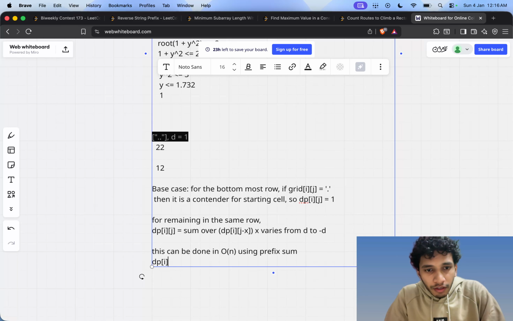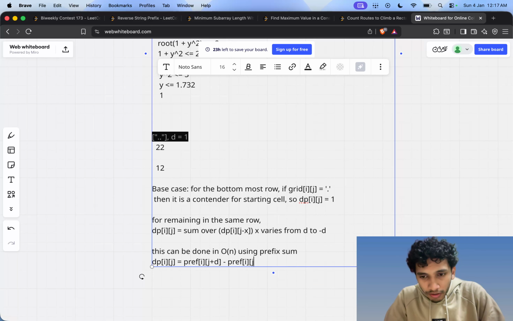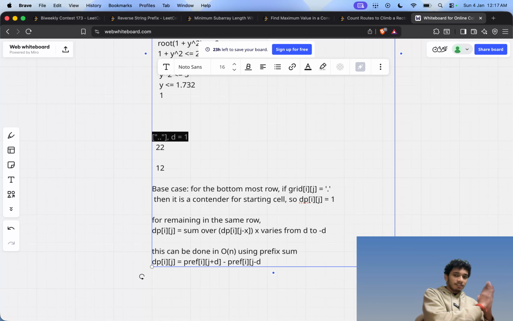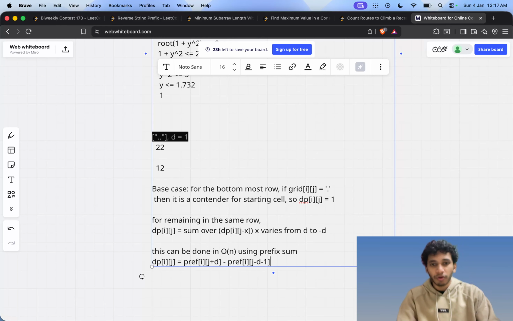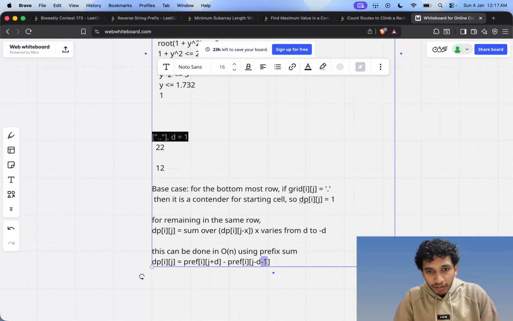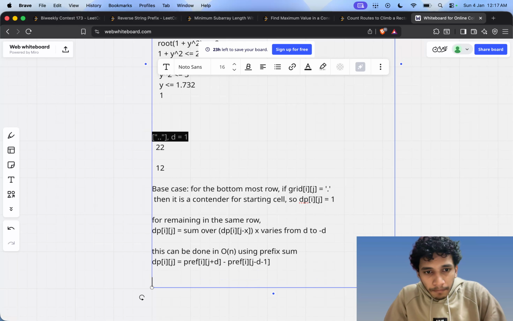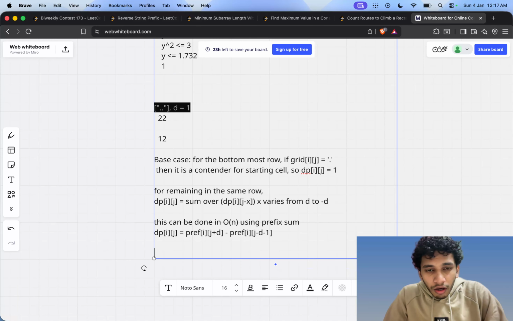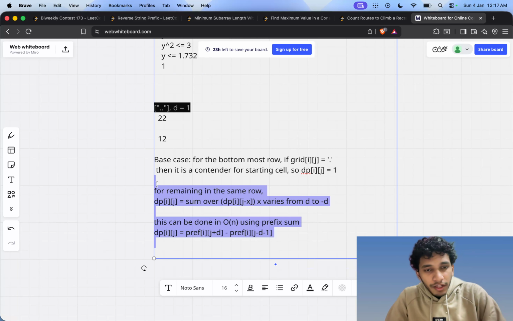Okay, if we try to write it using prefix sum, what will we write? We will write prefix sum at i, j plus d minus prefix sum at i, same row, j minus d. We moved to j minus d. Is it correct now? No, we need to subtract one more cell, because we need to include the j minus dth cell. So we subtract one more so that we can include that cell. Okay, and this was our base case to be certain.